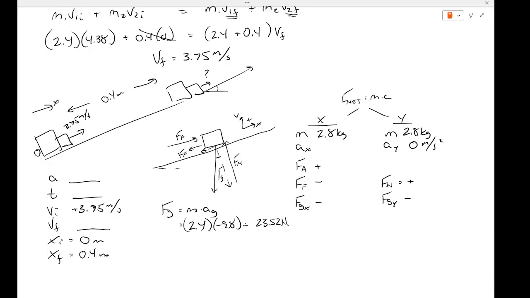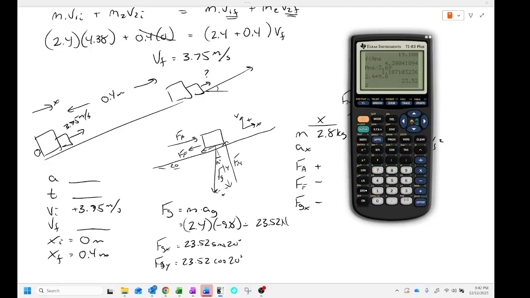Well, we need to incorporate that angle, right? So that 20-degree angle means we can do some trig to find the x and the y piece of gravity. And sine slides, we know that the length of the hypotenuse is 23.52, which means FG in the x is going to be 23.52 sine of 20 degrees, and FG in the y is going to be 23.52 cosine of 20 degrees. And so again, I get my calculator out. If I take that and I multiply by the sine of 20, sine slides on ramps, we know that the piece of gravity acting down the ramp is 8.04 newtons. So that's going to be my x value.